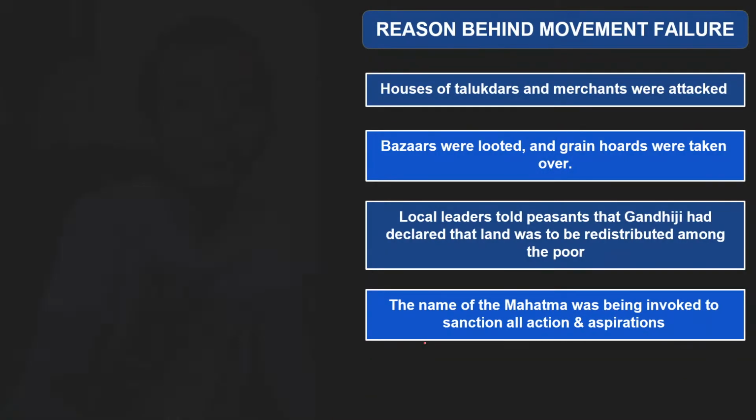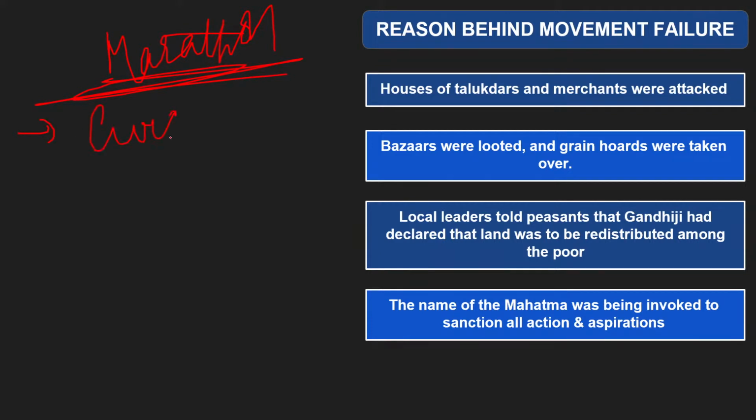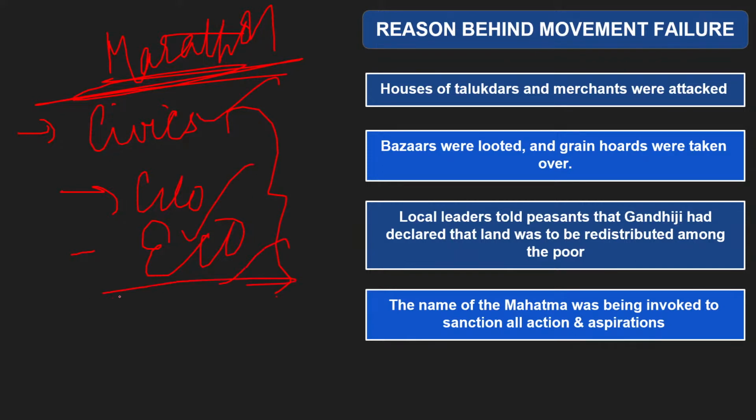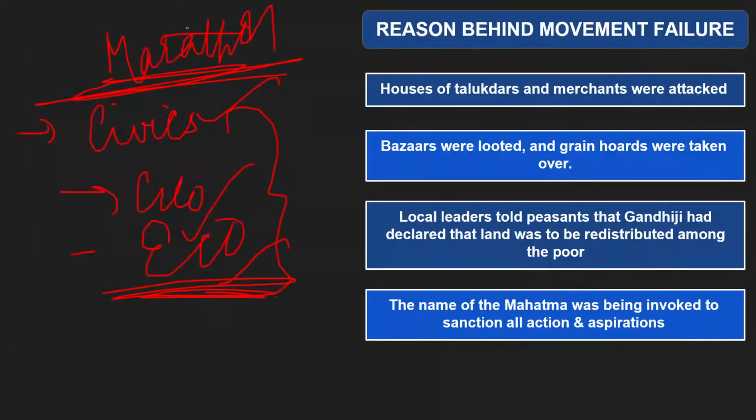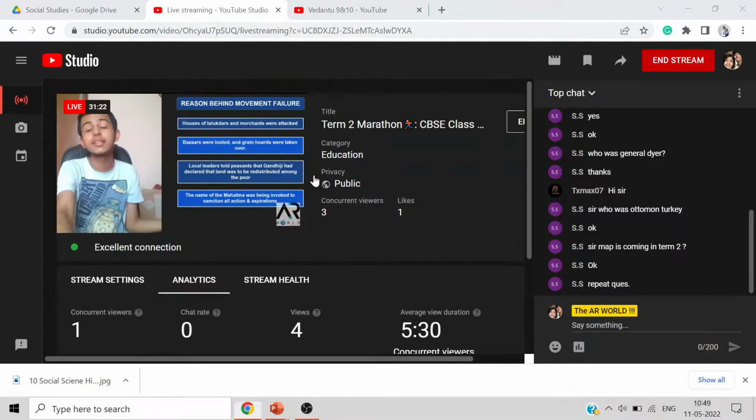Do let me know which marathon you want tomorrow. Civics, geography, or economy? I know history must be difficult for some. What about others? Do you want civics, geography, or economics? Tell me which marathon you want next. Civics, geography, economics. Then we'll continue.